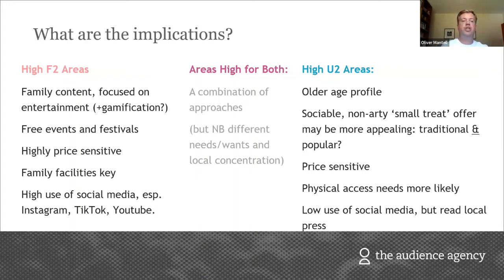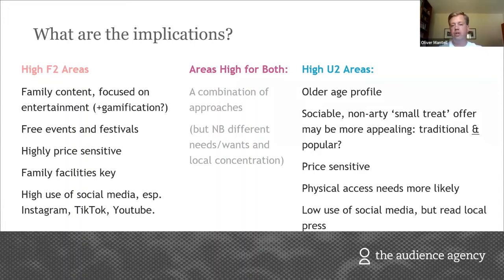So if that's the skew for that group, the skew for the other group is really very different. They're much older, more traditional, potentially looking for stuff that's both traditional and popular, not stuff that's arty or high art or off-putting or has big barriers around it. Being an older group, they're relatively likely to have physical access needs, but less likely to need places to park prams or baby change, which is much higher for the other group.